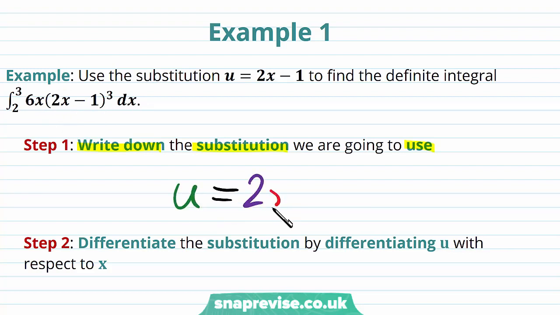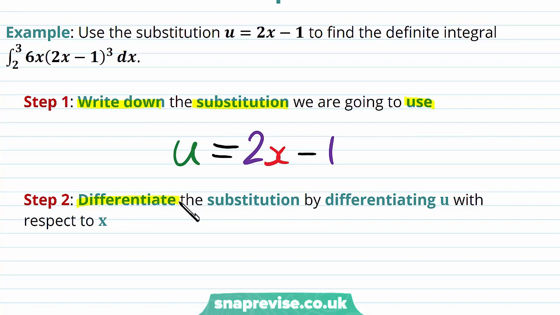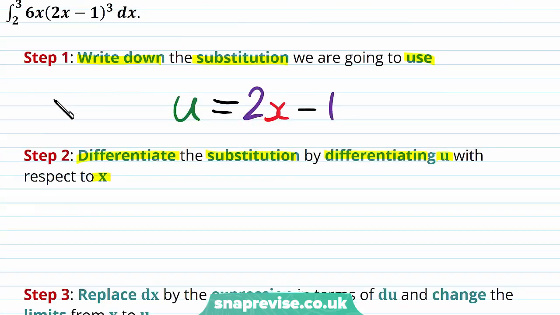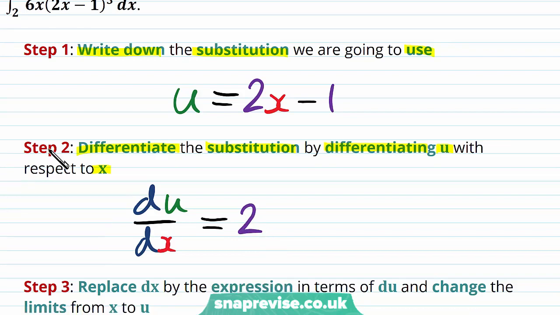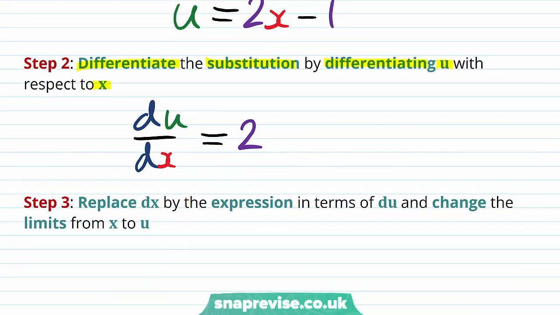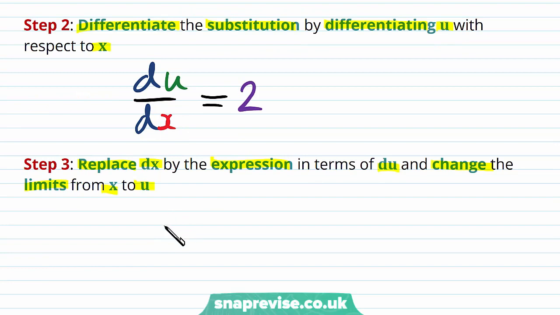Now, in this case, this was a given, but in general, that is why we'd reason that is a good substitution. Our second step is to differentiate the substitution by differentiating u with respect to x. We obtain du by dx, and we are going to get just 2. Our third step is to replace dx by the expression in terms of du and change the limits from x to u. By rearranging the above, we get that dx is equal to 1/2 du.